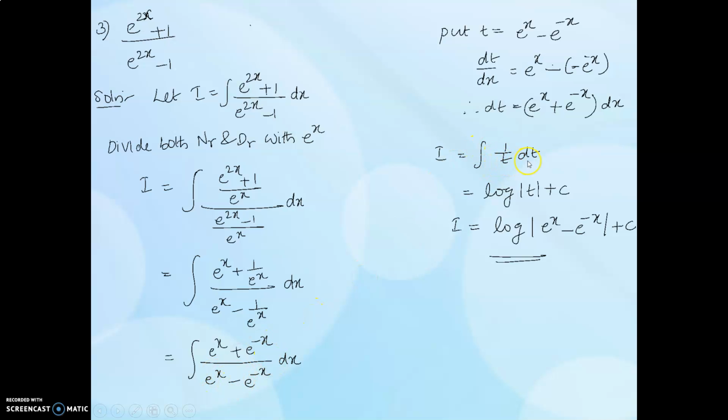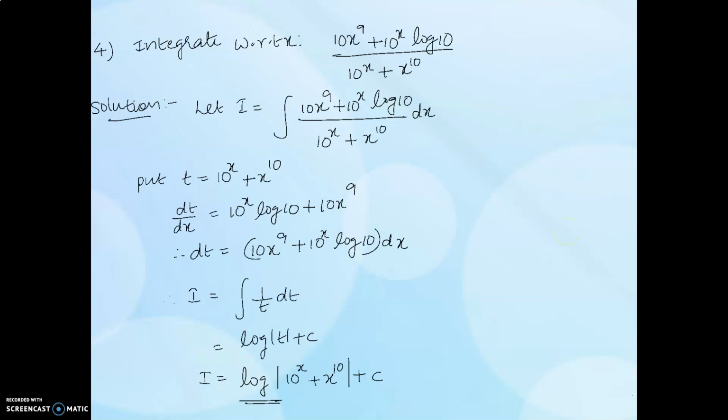So integral 1 upon t dt, integrating, log mod t plus c. So I is equal to log mod e raised to x minus e raised to minus x plus c is the answer for this question.